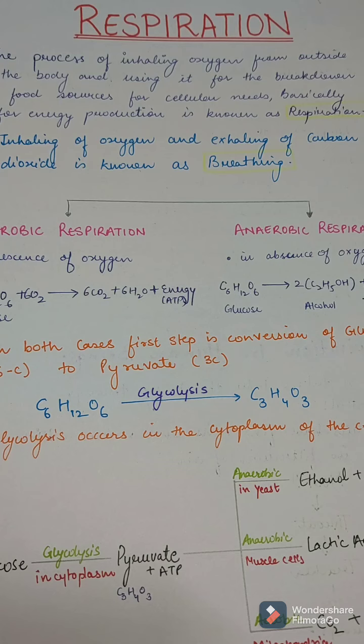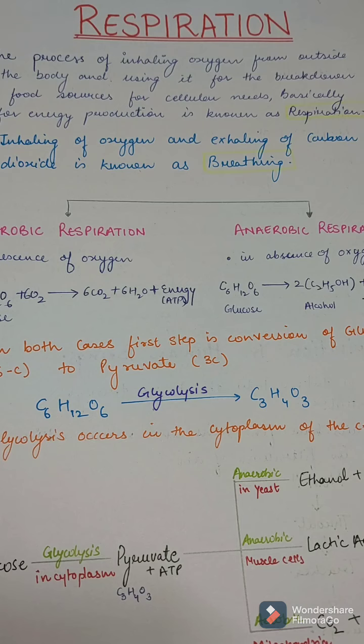So earlier we started with life processes and we studied nutrition. We saw nutrition in autotrophs, heterotrophs, and we saw what is the digestive system in human beings. So now let us continue with respiration. The link to the previous video is in the description box. You may check it from there.